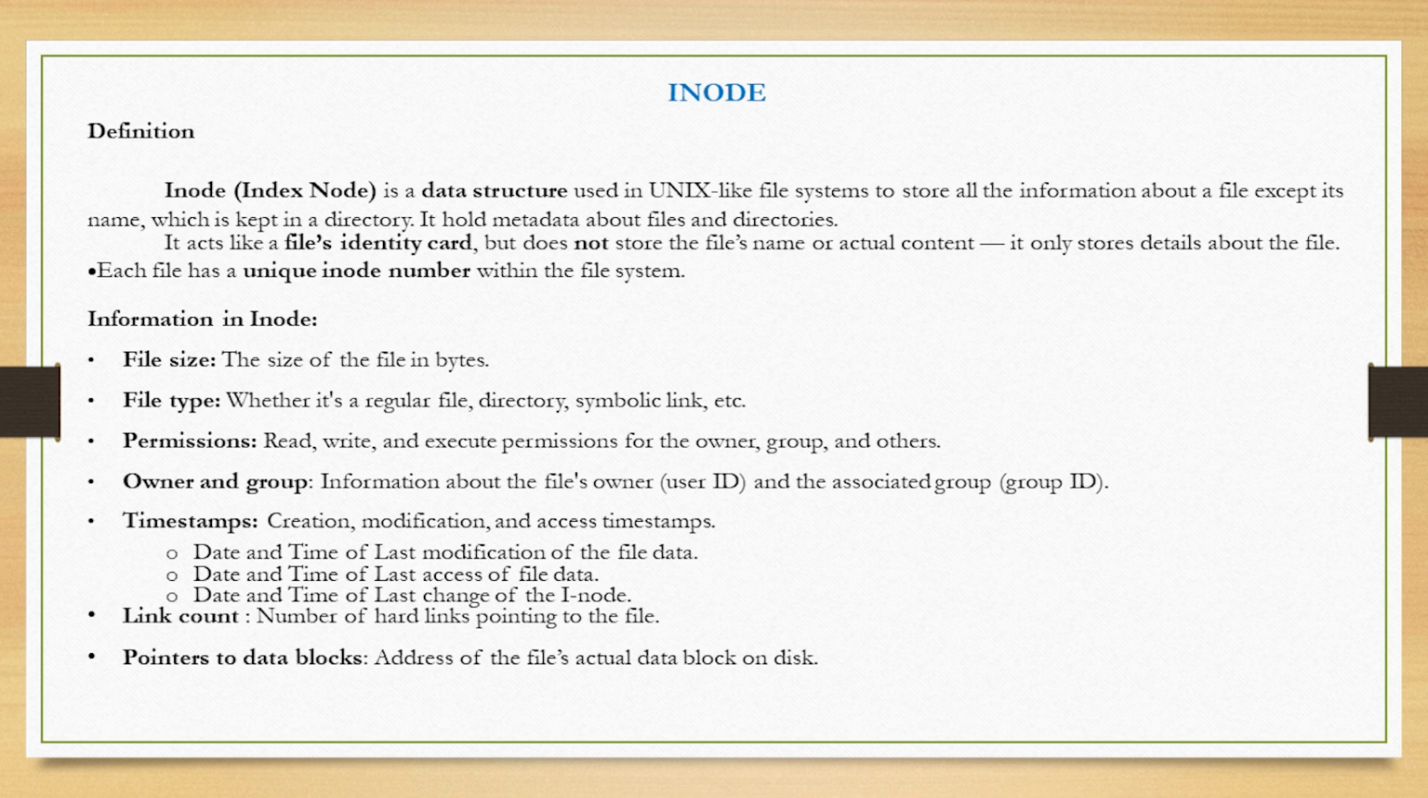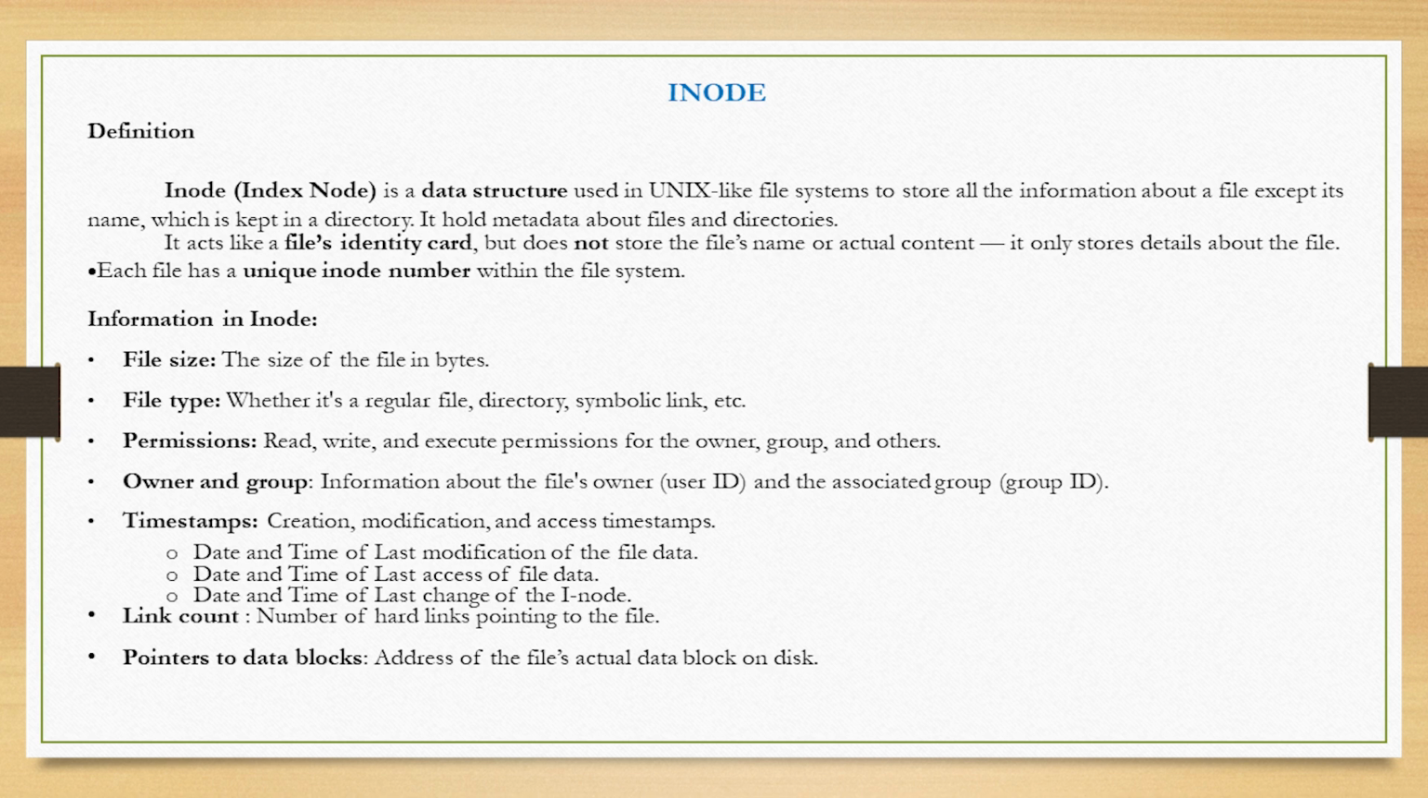The information present in the inode is the file size, the file type, the permissions, the owner and the group, timestamps, link count, and pointers to the data blocks. File size is nothing but the size of the file, specified in bytes. The file type tells whether the file is a regular file, directory, symbolic link, etc. Permission tells whether the file has any privileges like read, write, execute permission for owner, group and others. Owner and group: the owner has the user ID and the associated group has the group ID.